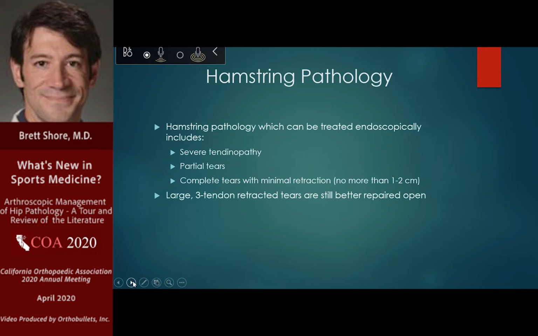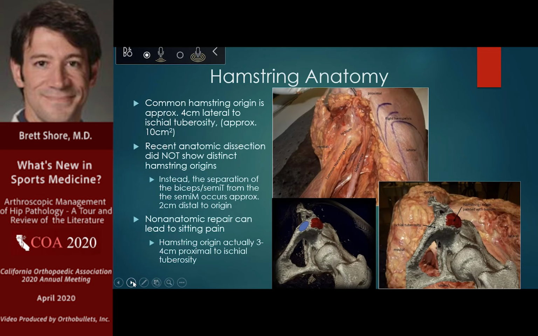And then finally, we'll move quickly through hamstring pathology. Hamstring pathology, which can be treated endoscopically, includes severe tendinopathy, partial tears, and complete tears with minimal retraction. Large retracted tears are still probably better to repair open, although people with a lot of experience with this technique will be able to do some of these arthroscopically, especially in the acute setting.